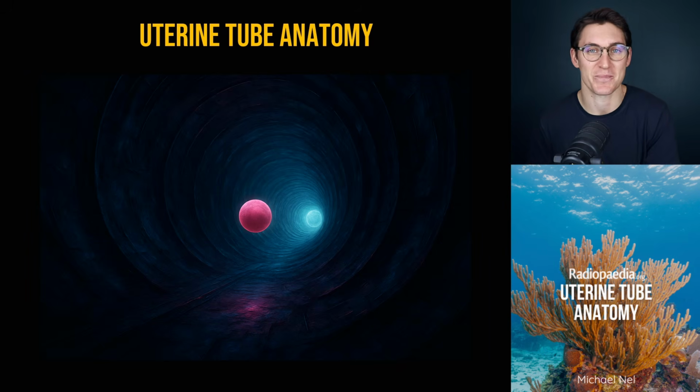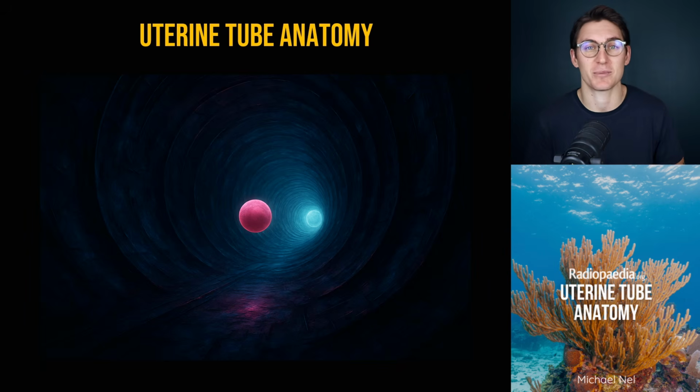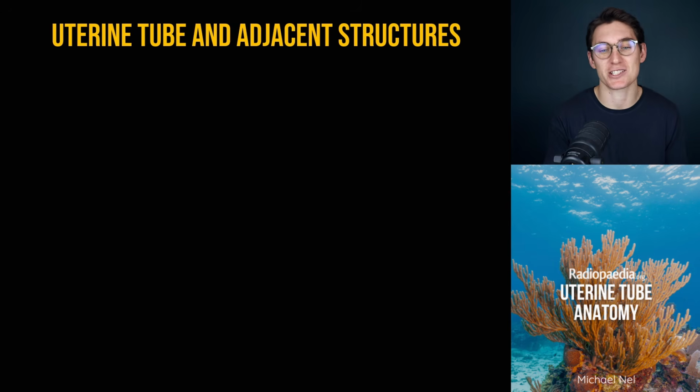tubes to distend. In this talk, we're going to be looking at a diagram to describe the anatomy of the uterine tubes, and then we're going to look at some normal and abnormal cases that highlight the uterine tubes themselves. We're going to start off by discussing some of the surrounding structures associated with the uterine tubes.